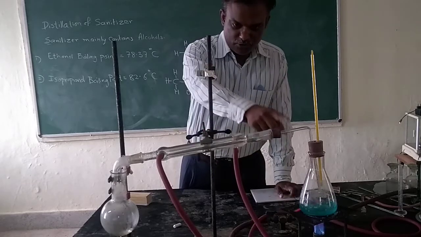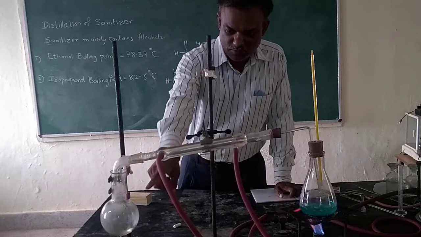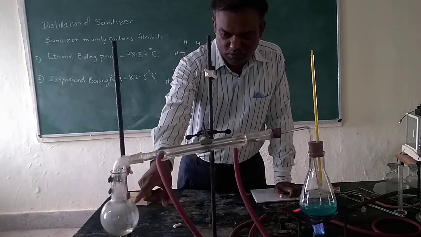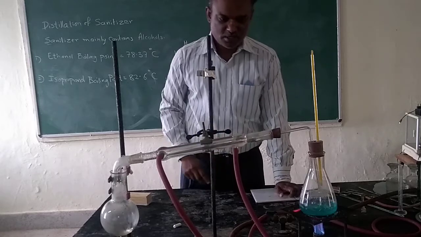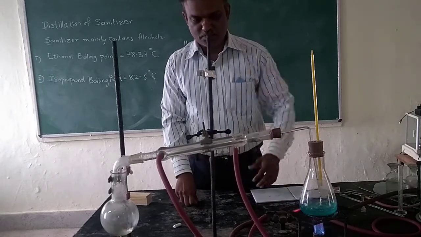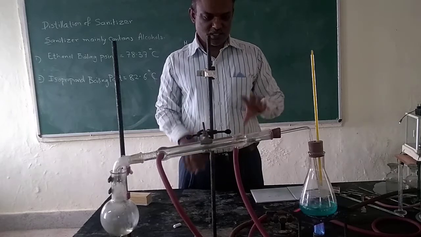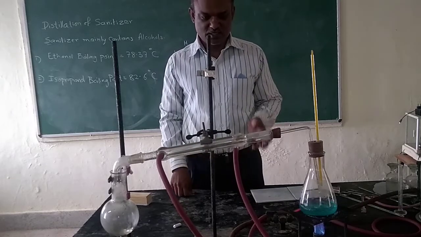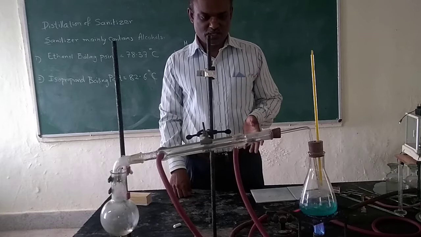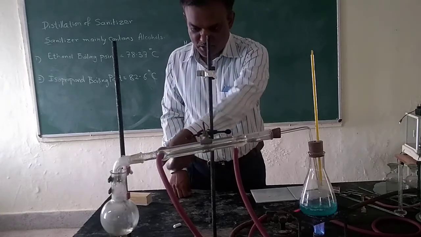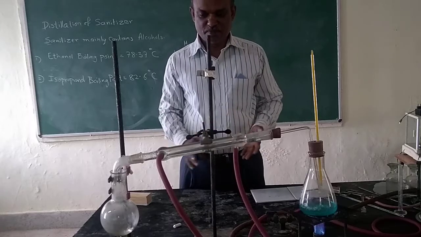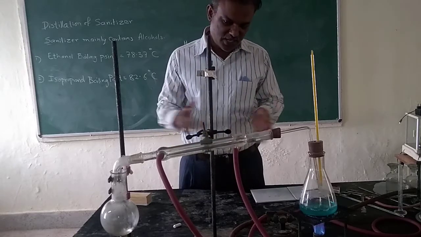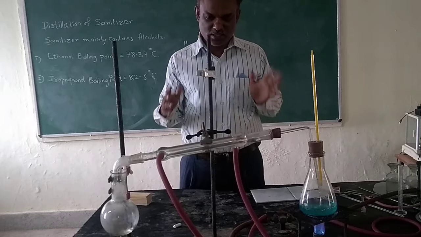See here, the pure isopropanol is coming out from here, and it is collected over this point due to the condensation of the vapors. Now the color which is present here in the sanitizer is added color, it is not the original color. So isopropanol, the pure isopropanol, is a transparent liquid, and it is a volatile liquid.